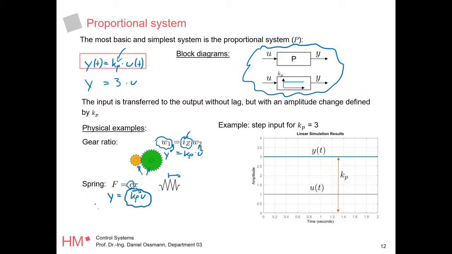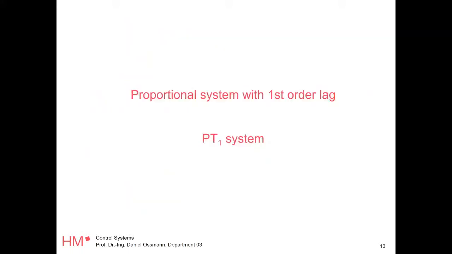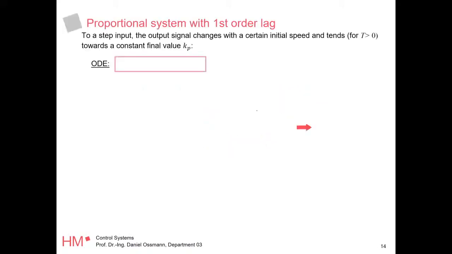So 10 minutes left. We're going to start out with a proportional system with a first order lag, the so-called PD1 system. So it's proportional, meaning we have Kp times u here, and it's a first order lag. We already know we need to have not only y, but also y dot. This is why it's called first order. We have y dot here. Okay, but let's talk about it.